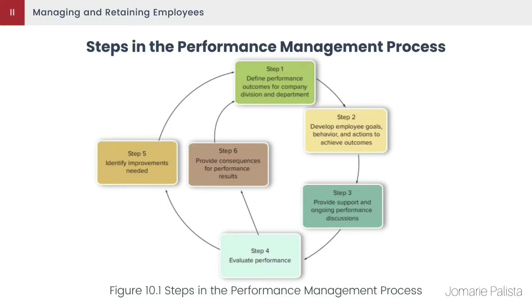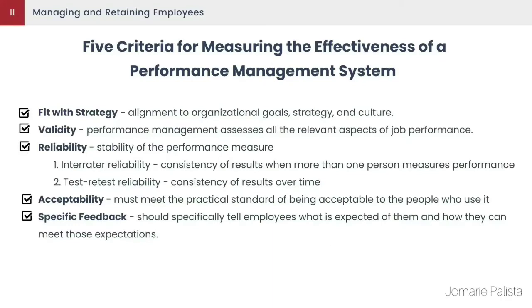Now, we are down to the 5 criteria for measuring the effectiveness of a performance management system. The first criteria is the strategic congruence. The performance management system should aim at achieving employee behavior and attitudes that support the organization's strategy, goals, and culture. Second is the validity. Performance management assesses all the relevant and only relevant aspects of job performance.